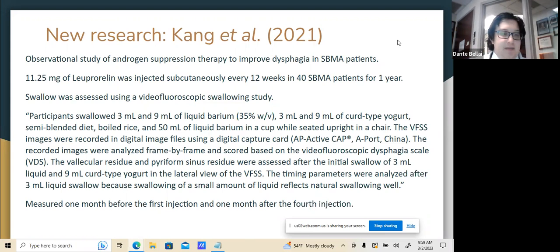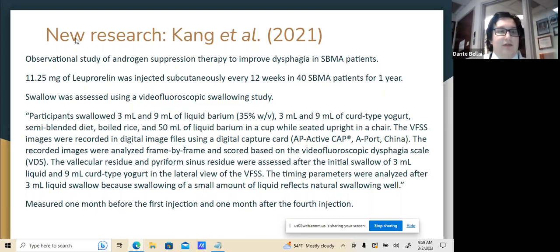So it's thought that dysregulation of the androgen receptor can lead to testosterone toxicity, which may underlie some of the symptomatology that you see in Kennedy's, and that by suppressing androgens, one might be able to reduce essentially the severity of symptoms. And this study actually looked to improve dysphagia in SBMA patients.